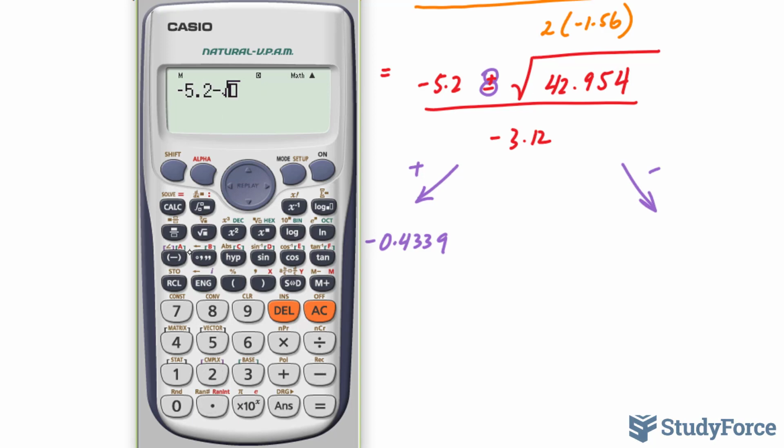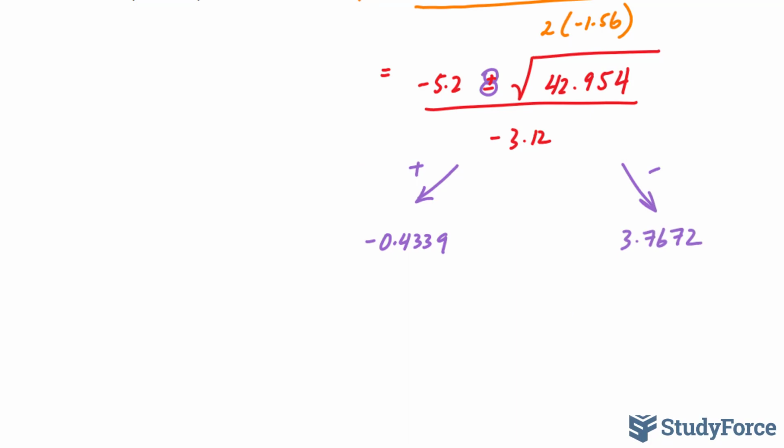If I take the negative route, and you have to take both, I end up with negative 5.2 minus the square root of 42.954 divided by negative 3.12, and this gives me 3.7672. And this means that we have two solutions. The first one is negative 0.4339, and the other one is 3.7672.